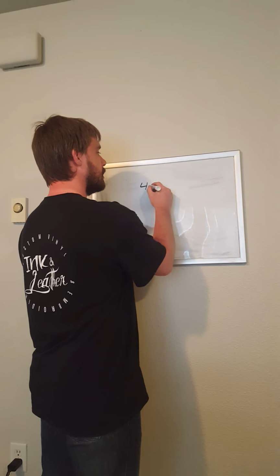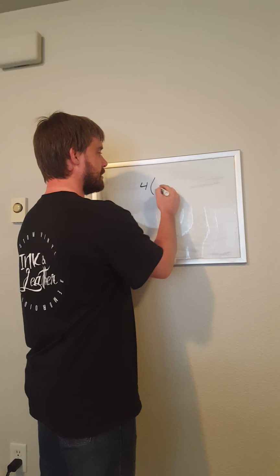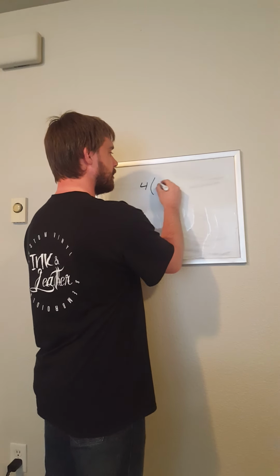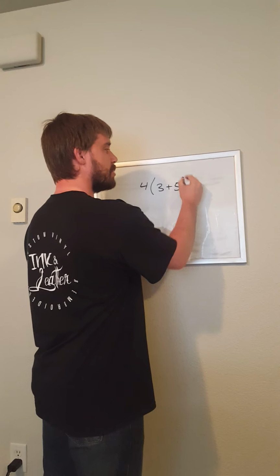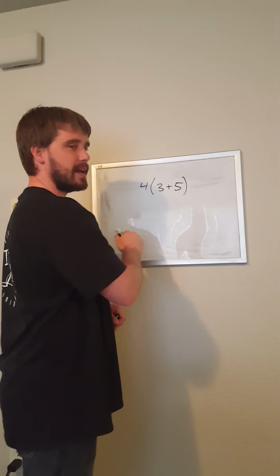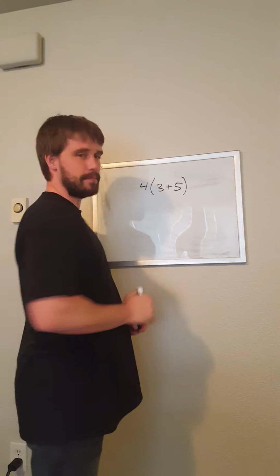So today I'm going to talk about the distributive property. The distributive property is going to allow us to multiply a bunch of numbers by another number. So say we had 4, and we wanted to multiply, well, let's say we had 3 plus 5, and we want to multiply that sum by 4.